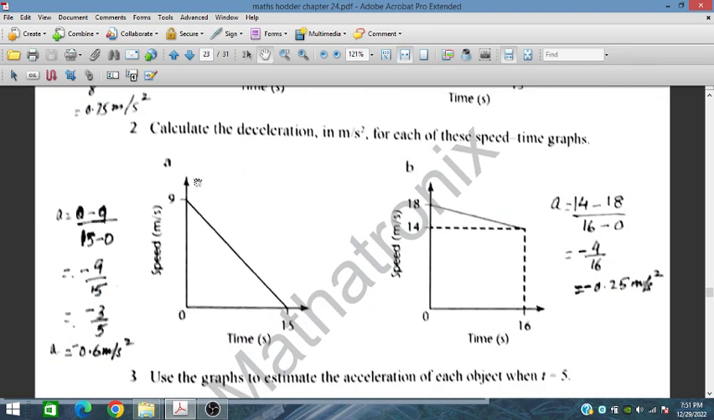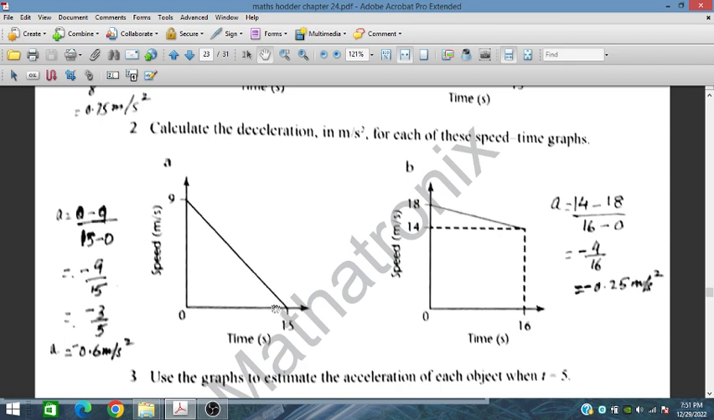here we have the deceleration in meters per second for each of these speeds. So this is 9, and it reaches the rest position, 0 velocity, in 0 to 15 seconds. So this is 0 to 9, and this is 15 minus 0. 0 is the final speed. This is the initial speed. Initial speed was 9 meters per second. Final speed is 0. 0 minus 9 divided by 15 minus 0. So 9 upon 15, that is minus 3 upon 5, that is minus 0.6 meters per second square.